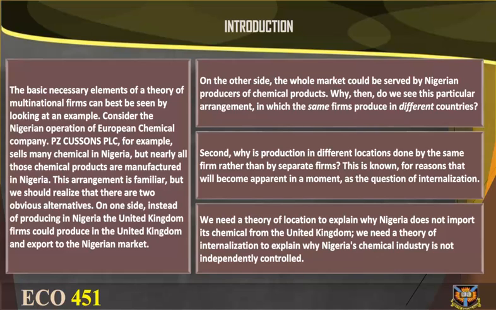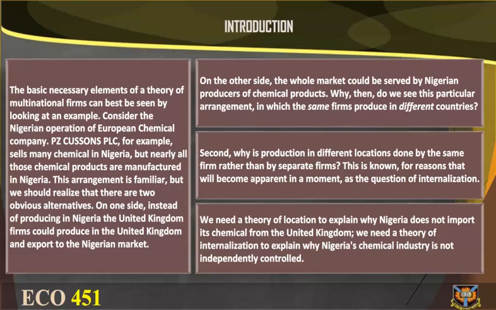Consider the Nigerian operation of European chemical company PZ Cussons PLC, for example. It sells many chemicals in Nigeria, but nearly all those chemical products are manufactured in Nigeria. This arrangement is familiar, but we should realize that there are two obvious alternatives. On one side, instead of producing in Nigeria, the United Kingdom firms could produce in the United Kingdom and export to the Nigerian market. On the other side, the whole market could be served by Nigerian producers of chemical products.